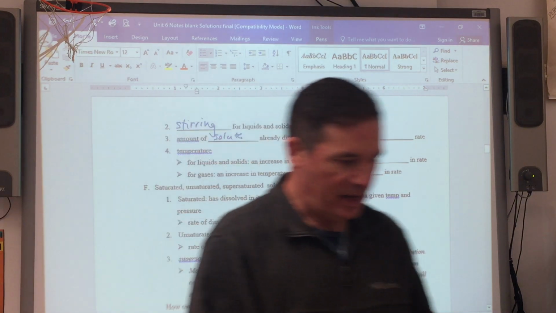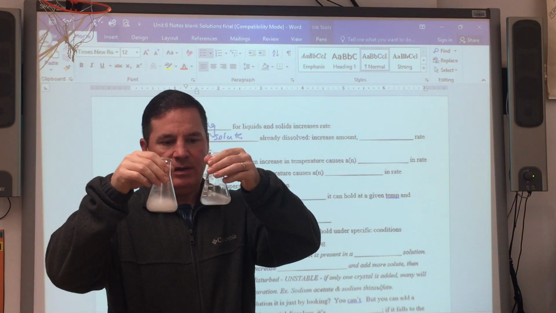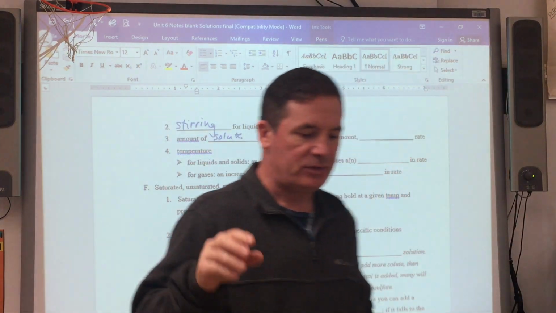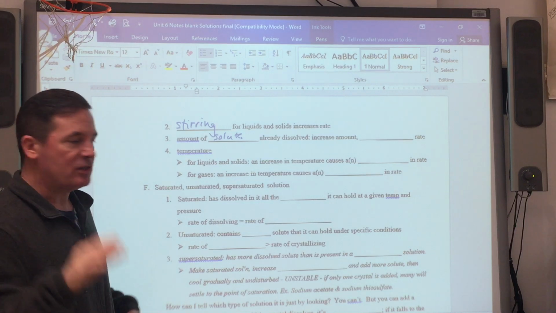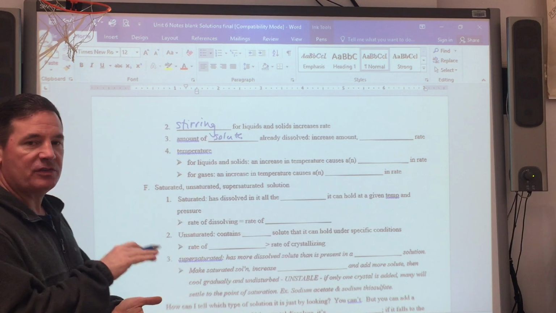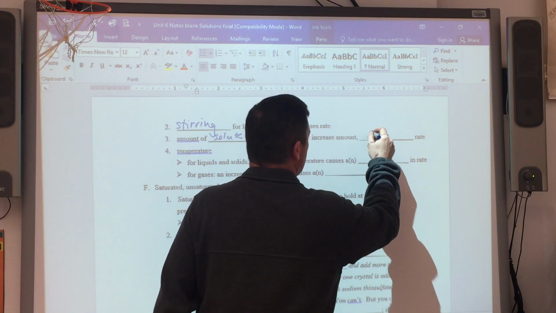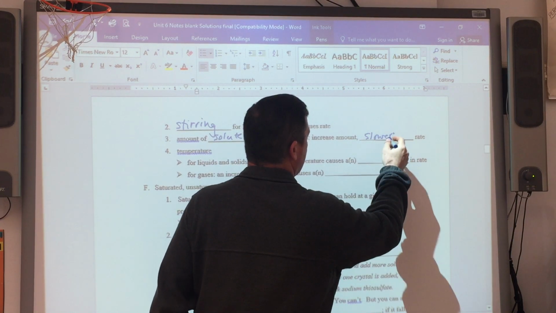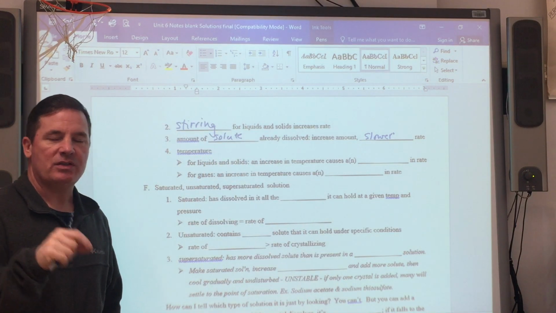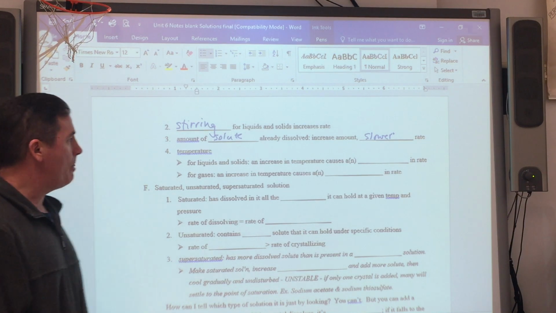If I continued to add to each of these, at some point it's going to start to slow down because there won't be enough water particles to completely surround and dissolve the solid particles. So if I increase the amount of solute dissolved, it slows the rate. So an increased amount, the slower the rate. The more salt that I put into water, the longer it's going to take for the salt to dissolve.